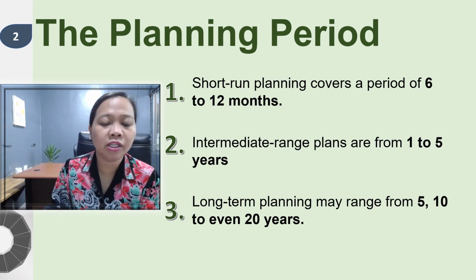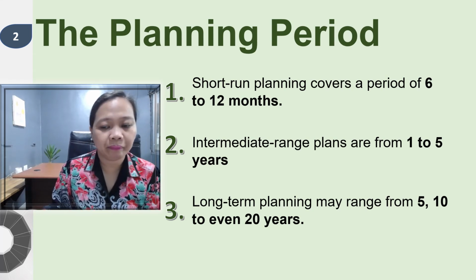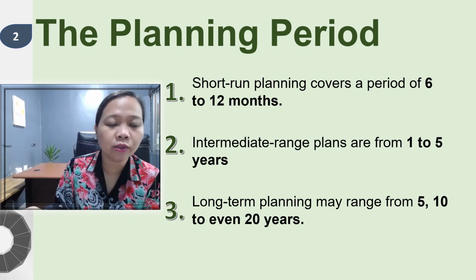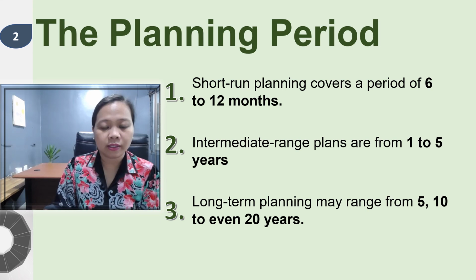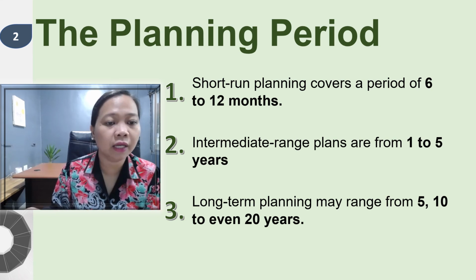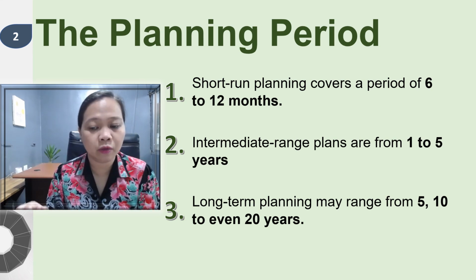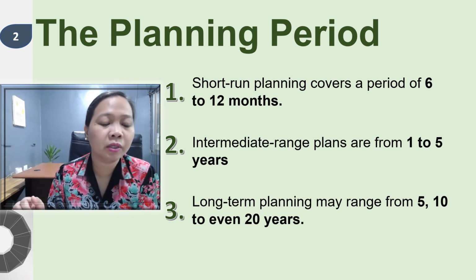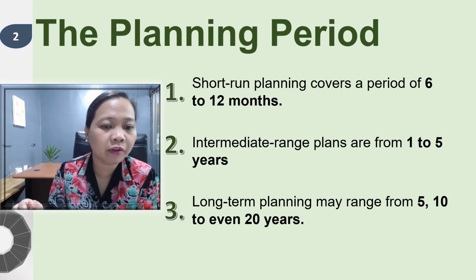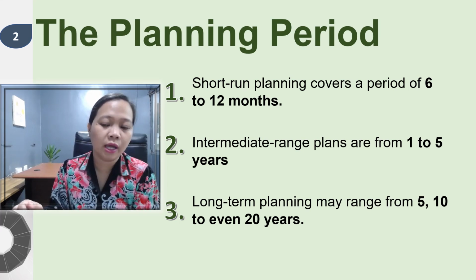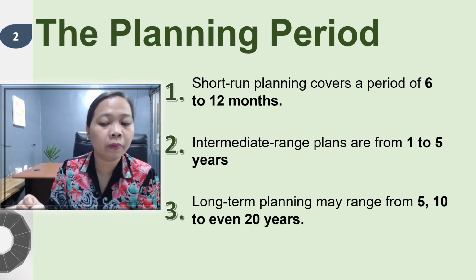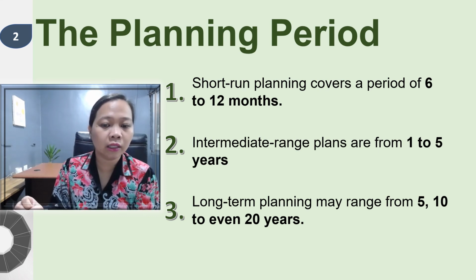The second, intermediate-range plans, are your intermediate term. It ranges from 1 to 5 years. Some of these plans are called strategic plans, others are operational plans. For a company, an example is an operational plan or financial plan, because basically those plans involve a year or 5 years at the maximum to implement. That is why you have your annual financial plans, right? You have your annual operational plans. So that's an intermediate-range plan.